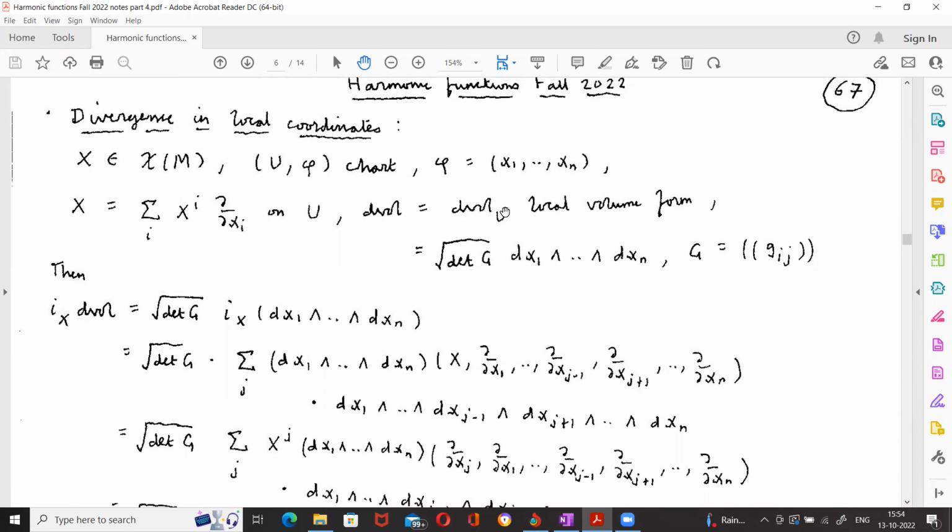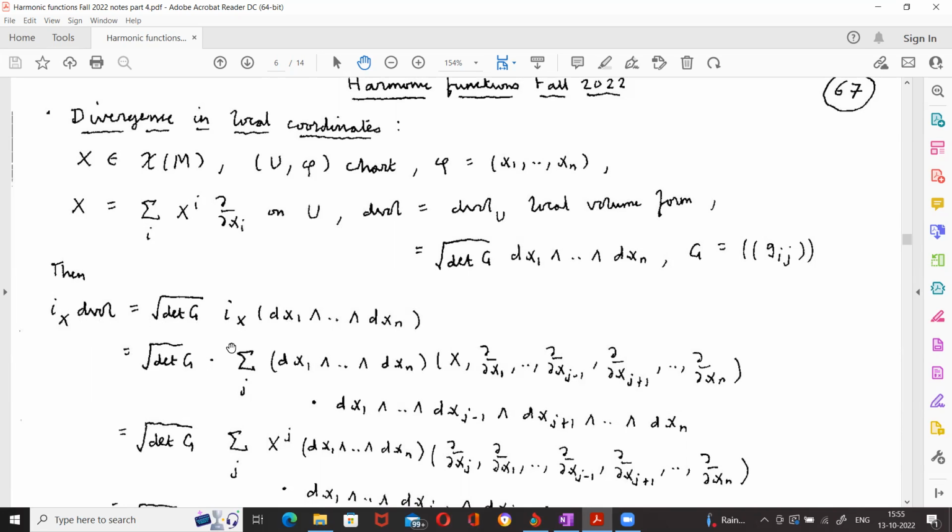So this local volume form, we know we can write it as square root of the determinant of G times dx1 wedge dxn, where G is the matrix of the Riemannian metric. Yeah, this we've already seen, right? Okay. So then we have to compute the divergence. So basically we have to compute d of Ix dvol. So let's first compute Ix dvol. So Ix dvol will be square root determinant G into Ix of dx1 wedge dxn.